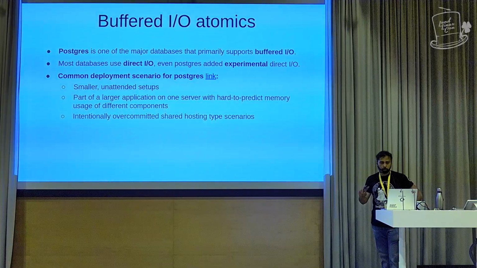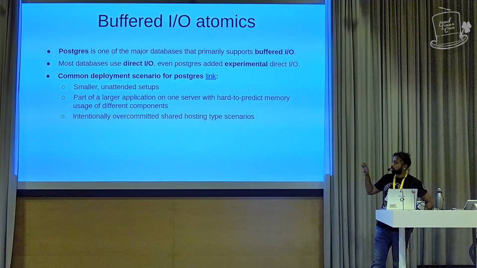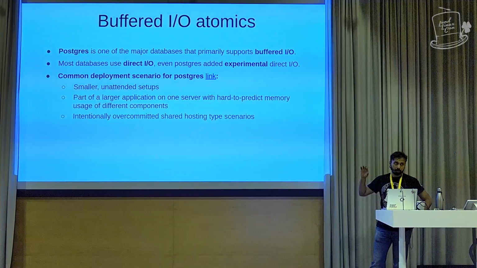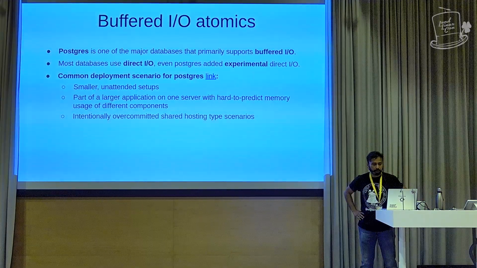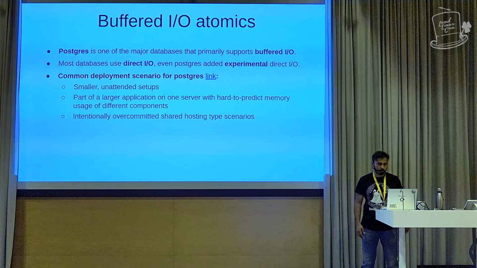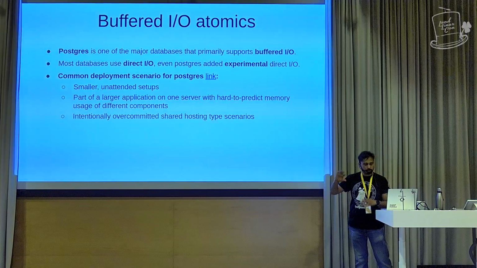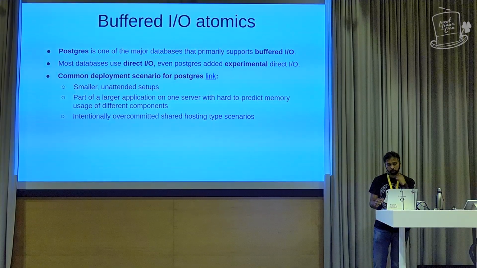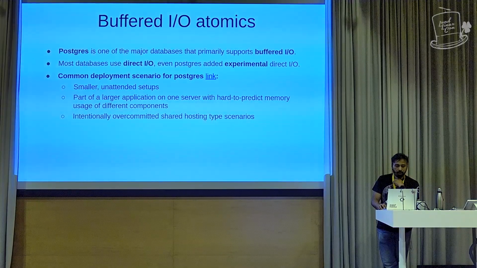So Postgres until now, atomics is only supported for direct IO, but the future work is that we're going to add, hopefully, buffer IO atomics. But I'll also talk about the pitfalls and try to cover the whole thing over here.